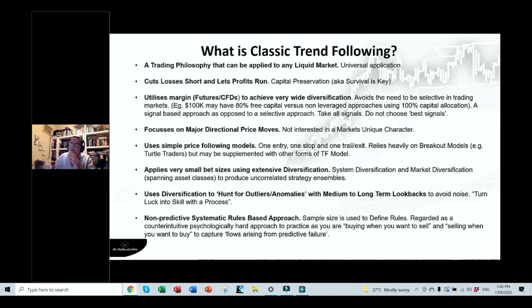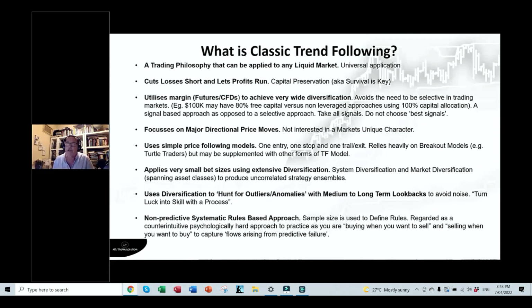Now, we cut losses short and let profits run. Our key requirement is capital preservation. And so that's why we always cut losses short. We're patiently waiting in the market at all times with our systems switched on. They might not necessarily be trading, but it's a bit like a spider waiting in a web for something to be caught in the web. We are patiently waiting in the market at all times because we don't know when these outliers or these anomalies will arise. But when they do arise, they trigger our signals and we enter these anomalies with our systems.